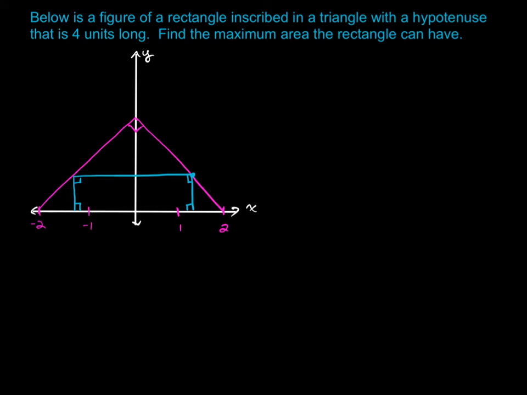Below is a figure of a rectangle inscribed in a triangle with a hypotenuse that is 4 units long. And I also want to point out that right here, this is an isosceles right triangle. So this side and this side are the same length, and the hypotenuse is down here, 4 units long, 2 to the left, 2 to the right. So the task is to find the maximum area the rectangle can have.